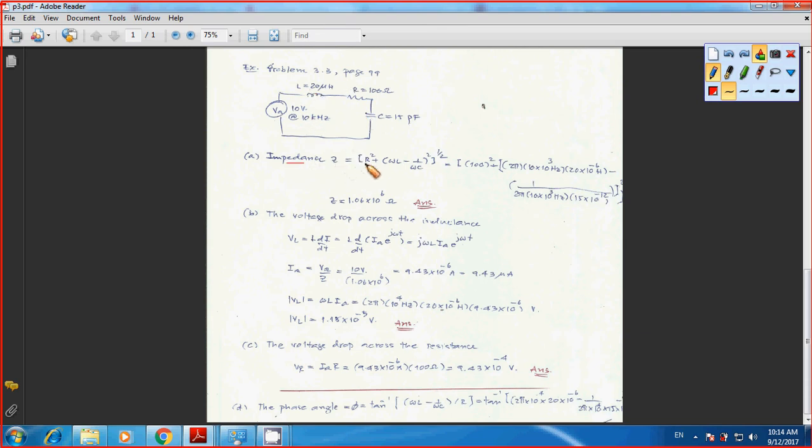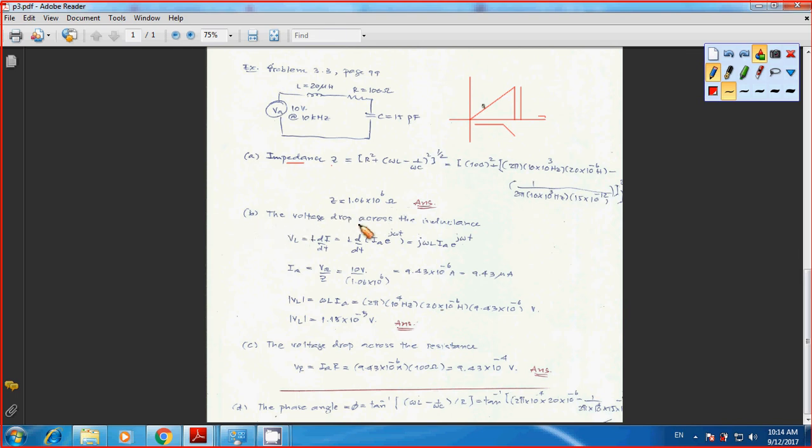You have the real part. Simply, you can take a look at the Z plane. And your real part is what? R. So you have R squared plus the imaginary part squared, which is (omega L minus 1 over omega C) squared. You take the square root of that, and you have the total impedance of your circuit. That gives you 1.06 times 10 to the 6 ohms.